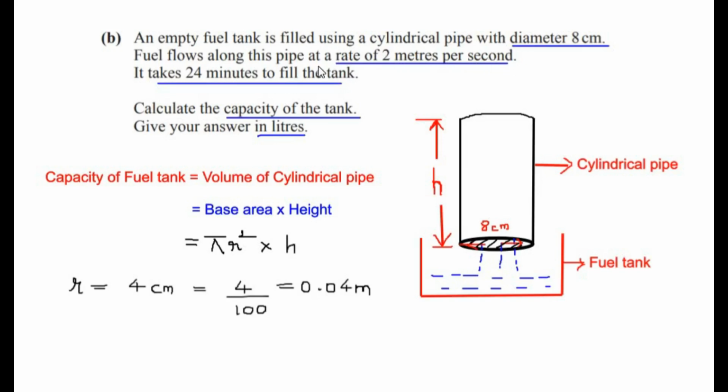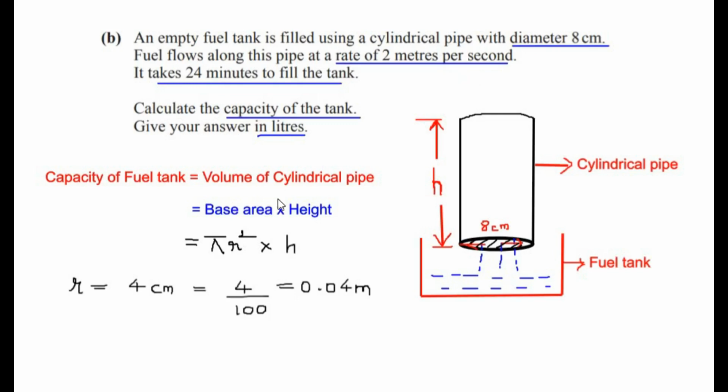I did this because in the question they have mentioned the rate as 2 meters per second. So I am trying to get all the units in terms of meters wherever possible. If you want to convert the rate into centimeters, you can do that as well. Convert everything into centimeters or convert everything into meters, either of the two. So I have converted all the units into meters over here.